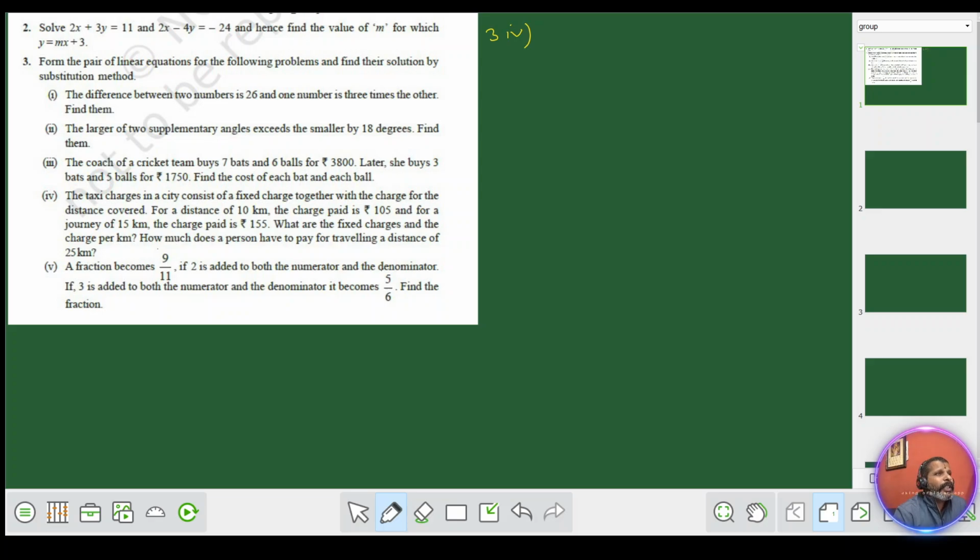We don't know the fixed charge, and the charge per kilometer also we don't know. We'll assume the things. See, let the fixed charge be rupees X. Then let the cost per kilometer after the fixed charge be rupees Y.